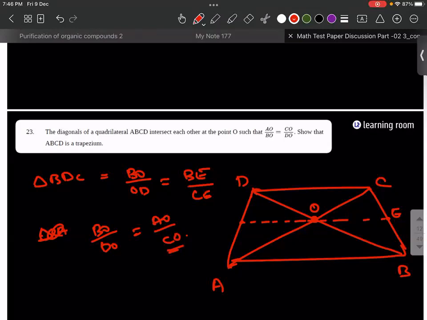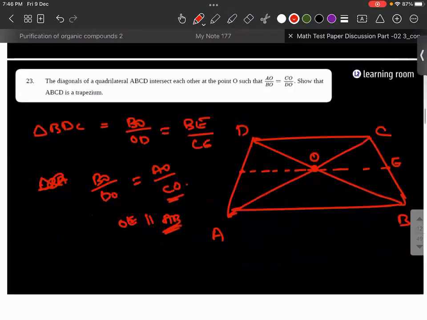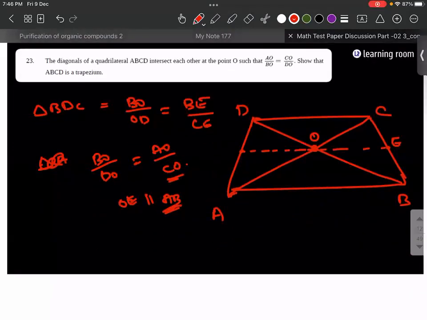AO by CO, you can use the converse of the basic proportionality theorem and say that OE is parallel to AB. When you say OE is parallel to AB, then what can you say? AB is parallel to CD, and so ABCD is a trapezium. I hope everybody understood.